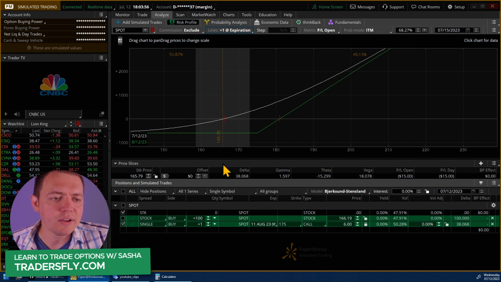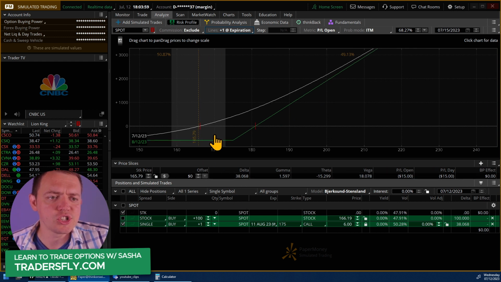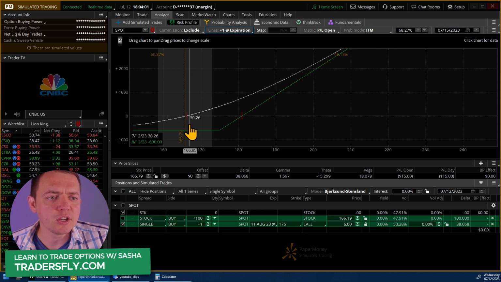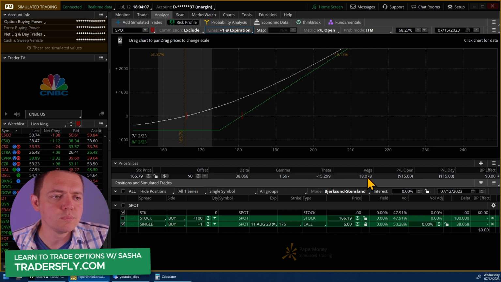So right now I've got like 38 delta, which is like 38 shares in this concept. And if it goes up, you make money, and you make about $38 for every dollar move higher. So if I go right here, I'm down 15 bucks. If I go up, let's say $1, just add about 38 to that. Okay. And now you're up 23 bucks, right? Because we started with 15 lower.